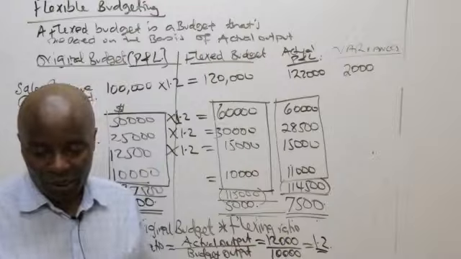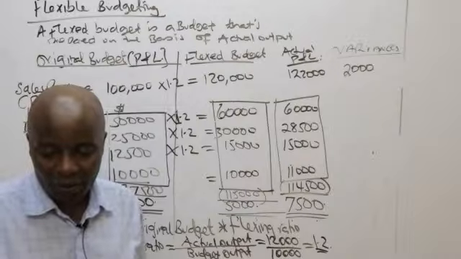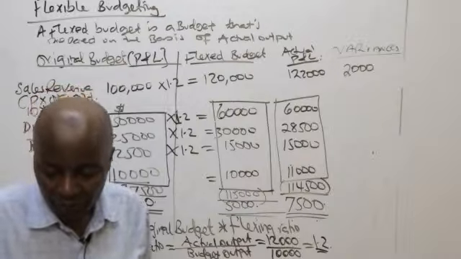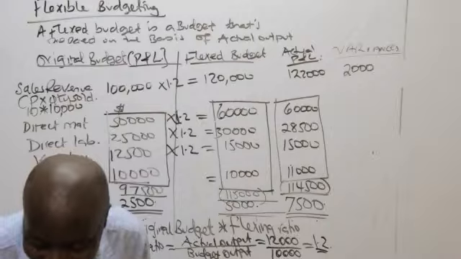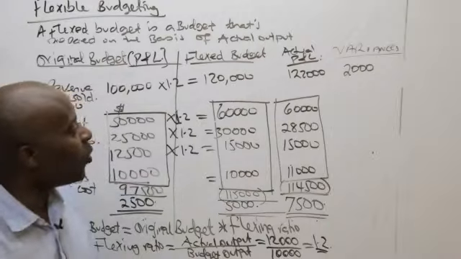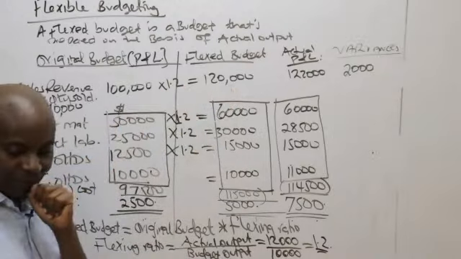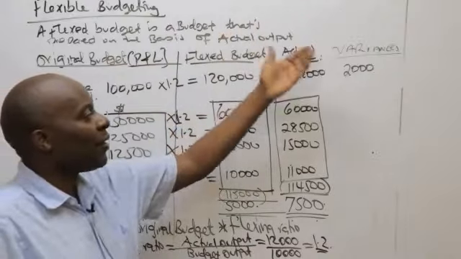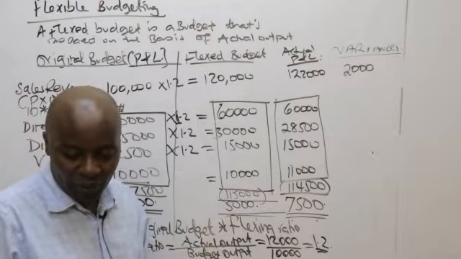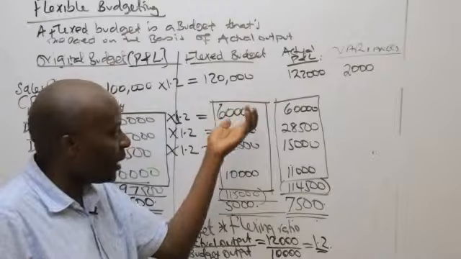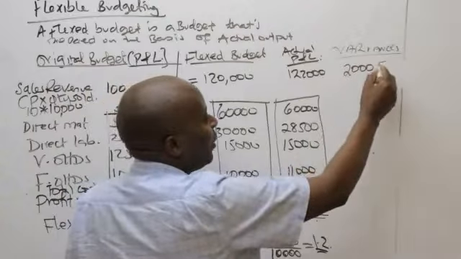Is this 2,000 adverse or favorable? Yeah, most of them are saying adverse. I have Connie saying favorable. Look at this, ladies and gentlemen. We had budgeted to make 120,000, but we ended up actually making more. We made more. So in terms of sales revenue, if the actual sales is more than the budgeted, then we can't complain. So then this automatically gives us what here?